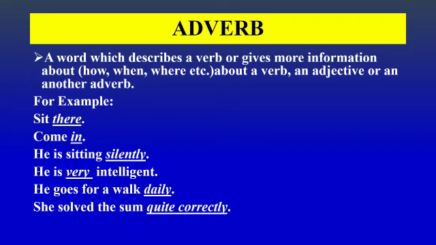She solved the sum quite correctly. In this sentence, there are two words which are underlined and both these words are adverbs. First, we'll talk about the word correctly. The correctly word is there to add something to the meaning of the verb solve. So, correctly word is there as a modifier of the verb solve.